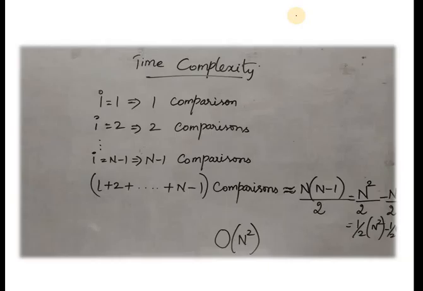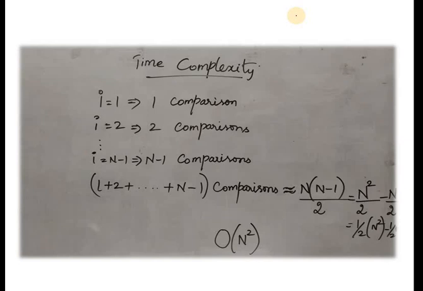So comparison-wise, 1 plus 2 plus etc. up to n minus 1 comparisons. It depends upon the n value. If there are 5 elements, then 1 plus 2 plus 3 plus 4. Each and every pass has a different number of comparisons. In the first pass 1 comparison, in the second pass 2 comparisons. Likewise it goes on. In general, in the n minus 1th pass, n minus 1 comparisons.